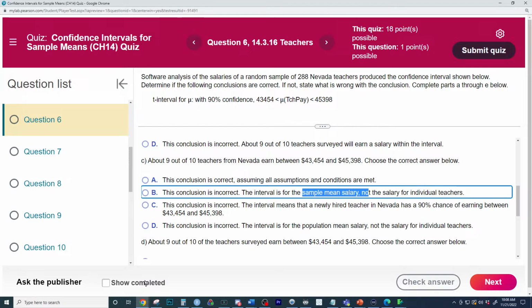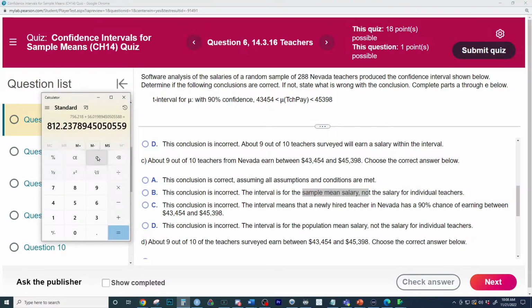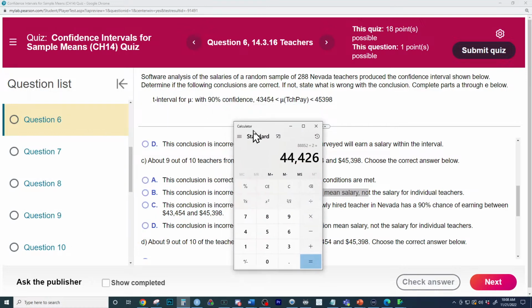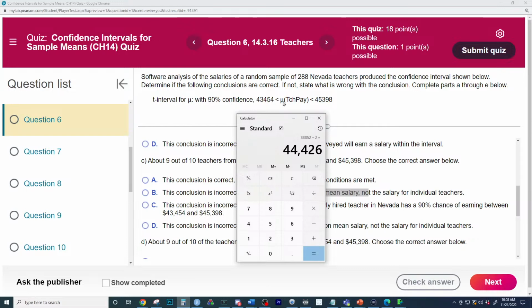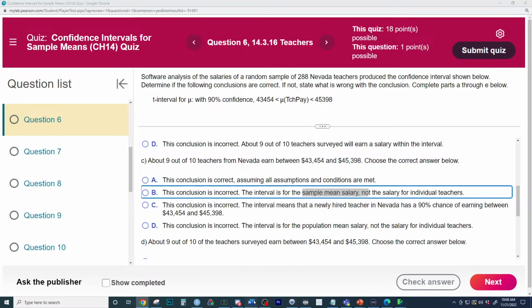The sample mean is what you get if you average these two values, and it's good to know this: if you take the lower value and add to it the upper value of the interval, you can get the center of the interval by dividing by 2. So this is the sample mean. Now, that's not the true mean. We're trying to estimate the true mean, but the best estimate of the true mean is the sample mean.